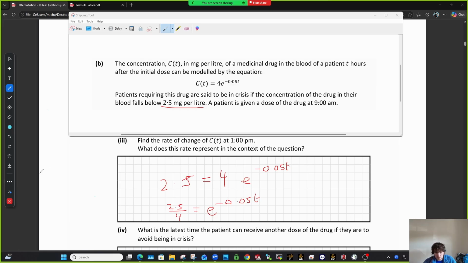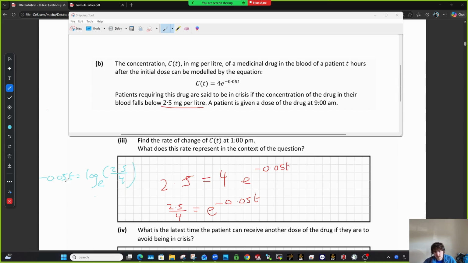So who's going to be on their own? So the minus 0.05t will be on its own. Then the log has two positions. It's got a position down here and a position up here. So as I said, the base is e, and the great thing is the base stays the base. And so then that just leaves a position for the other thing here, the 2.5 over 4. So hopefully that makes sense.